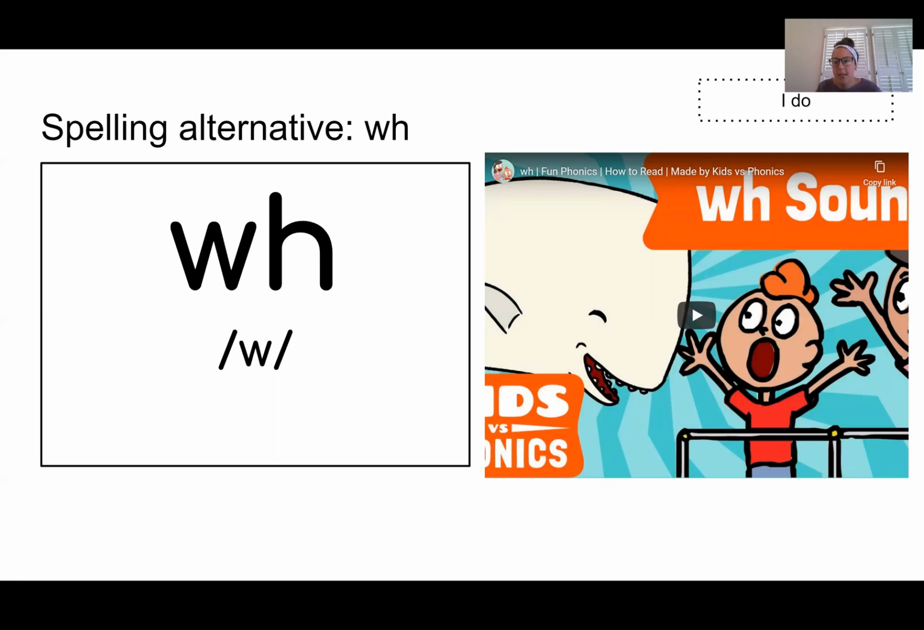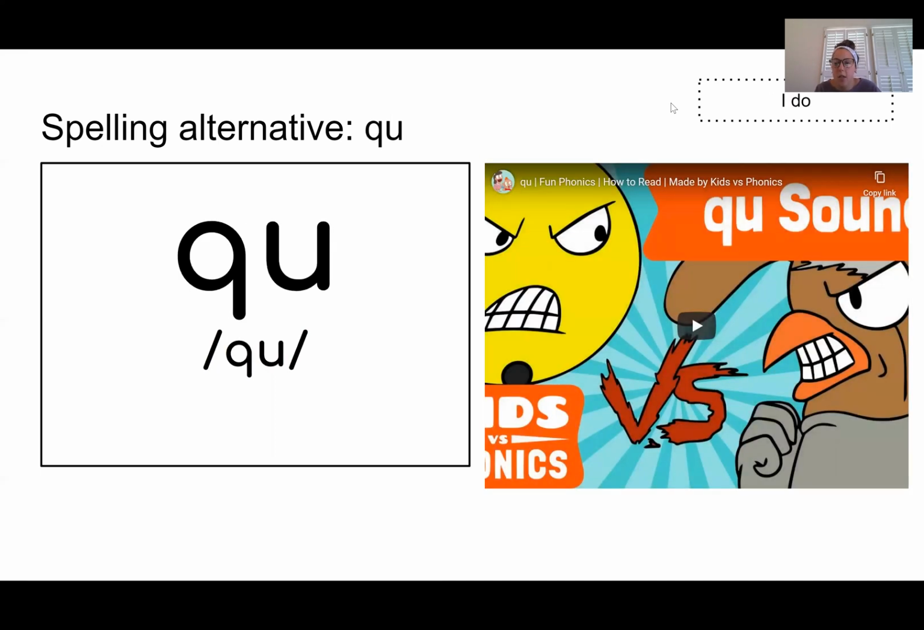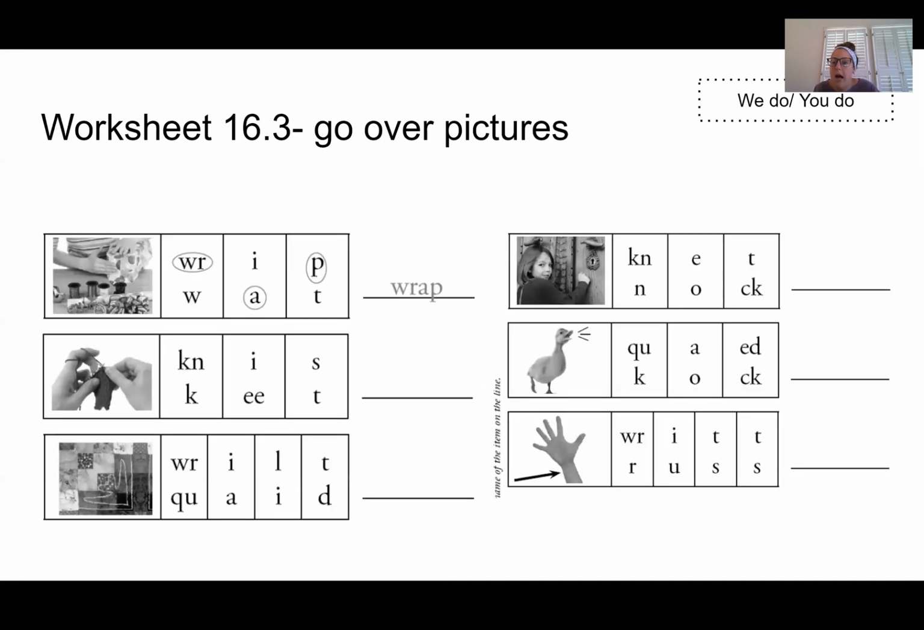Now, I'm going to pause here. For the purpose of this lesson, we don't have the time to go through each sound, but I would repeat the same process for WH and QU. Okay, now that we've learned all of our sounds, it's time to put our learning to the test, and we're going to do our worksheet.